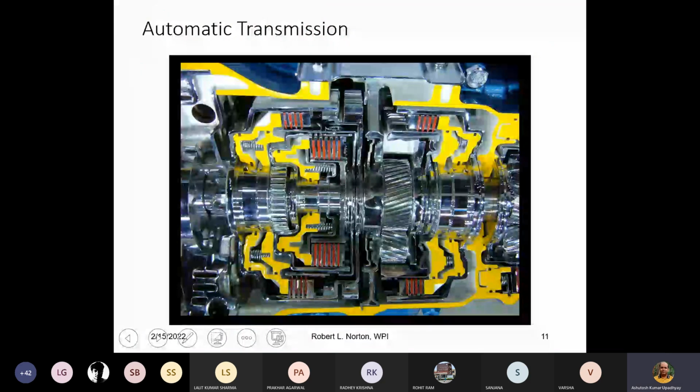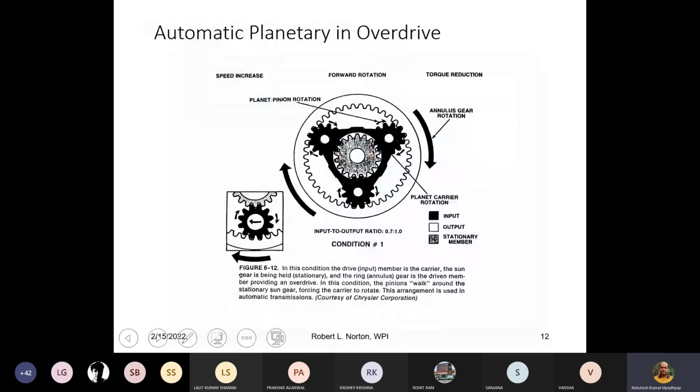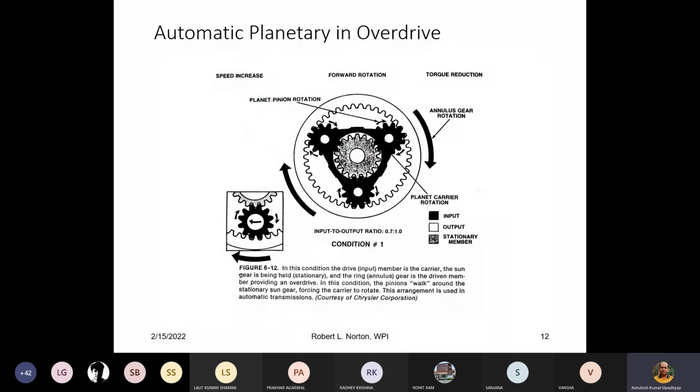So this is the automatic transmission system with epicyclic gear set. Here you see automatic planetary in overdrive. What is happening here? The black color is the planet carrier. These gears are the planets, planets 1 2 3. This one is the ring gear R, and here you have the sun gear. Overdrive means the highest gear, whatever highest gear you are using, generally that will be called the overdrive. Okay, maximum speed overdrive. So in this overdrive, what is happening?